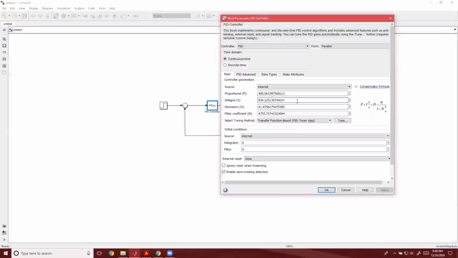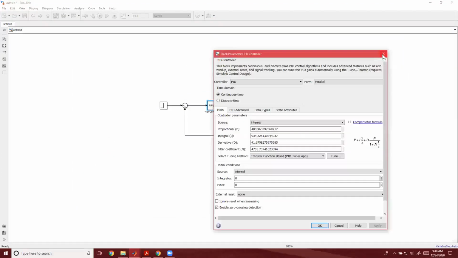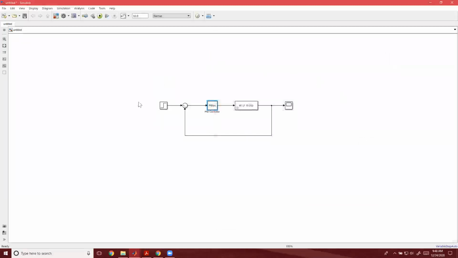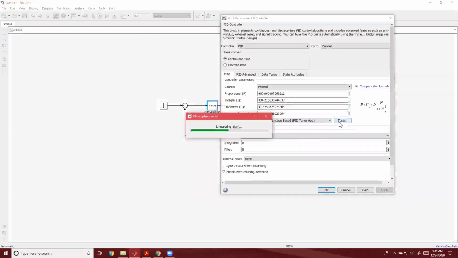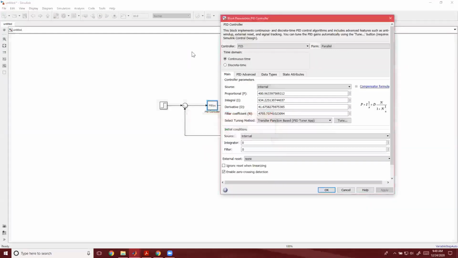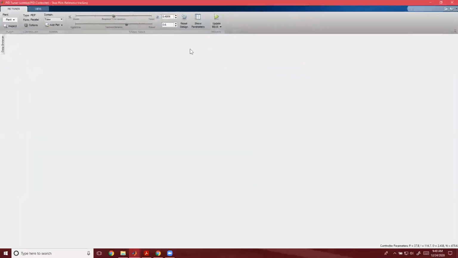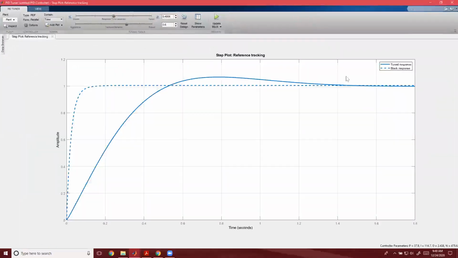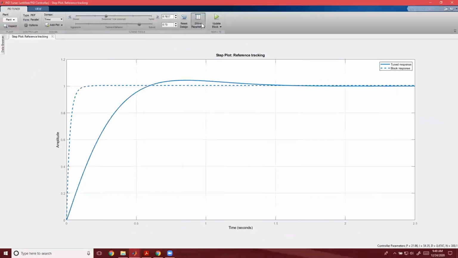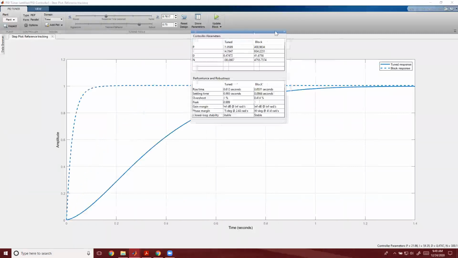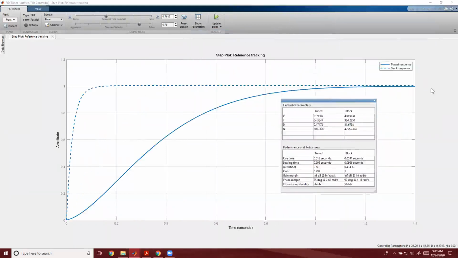Okay, so I want screenshots of your block diagram, and I want a screenshot of your tuning window where I can see your tuned response and your original response. And also your parameters. So take a screenshot of this and then upload it to Google Classroom.